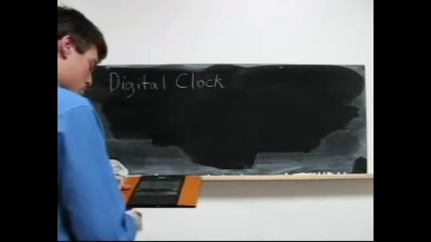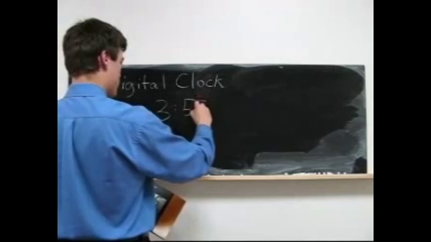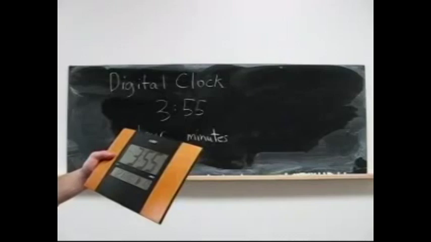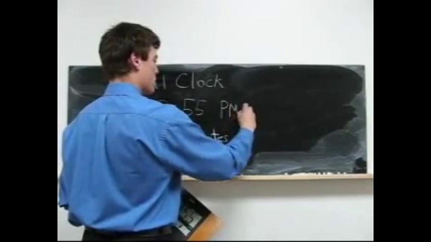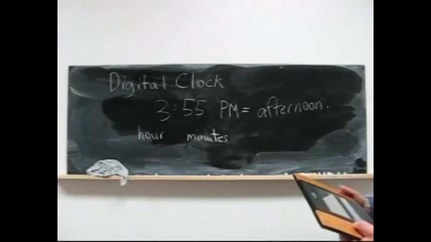Alright, so it's pretty easy. Hour, minute, you know. 3:55. This is hour. This is minute. Minutes here, hour there. And here at the bottom, it even tells you, it says PM there. See that PM? That says afternoon. PM equals afternoon. Afternoon, right? So that is the digital clock.